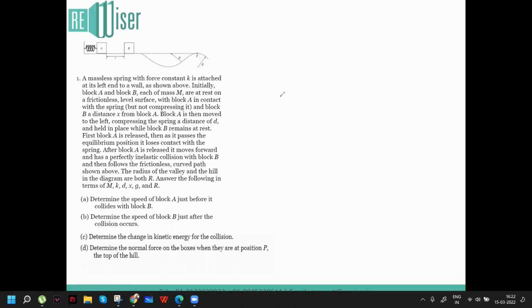Let's have a look at this question dealing with dynamics. A massless spring with force constant K is attached at its left end to a wall as shown above. Initially, block A and block B, each of mass m, are at rest on a frictionless surface. We understand that the initial velocity u for block A is equal to 0. The initial velocity u for block B is also assumed to be 0.